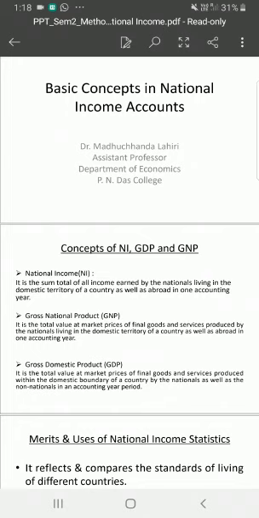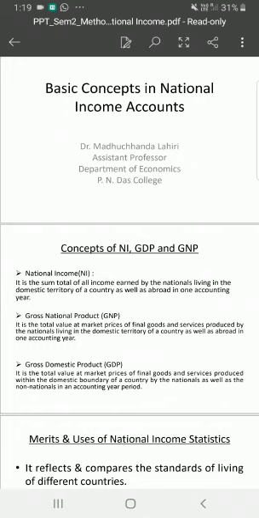So a positive value of NFIA means that the nationals of a country are earning more abroad, while the non-nationals living within the domestic territory of the country are earning less. And just the reverse happens when we have a negative NFIA, less than 0 NFIA. There it implies that the non-nationals living within the domestic territory of a country are earning more, while the nationals living abroad are earning less money for the country.